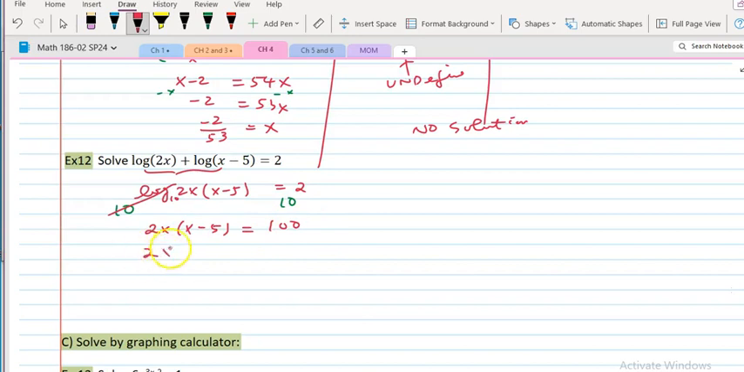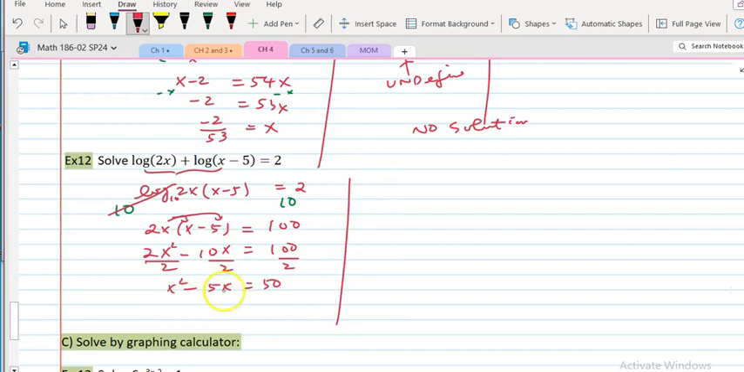Okay, so then 2x squared minus 10x equal to 100 because I'm going to distribute. Then I can say, well, they're all divisible by 2, so I'm going to divide by 2 first to make it easier. So it's x squared minus 5x equal to 50. I'm going to solve the quadratic by subtracting 50 on both sides. It will be x squared minus 5x minus 50 equal to 0.